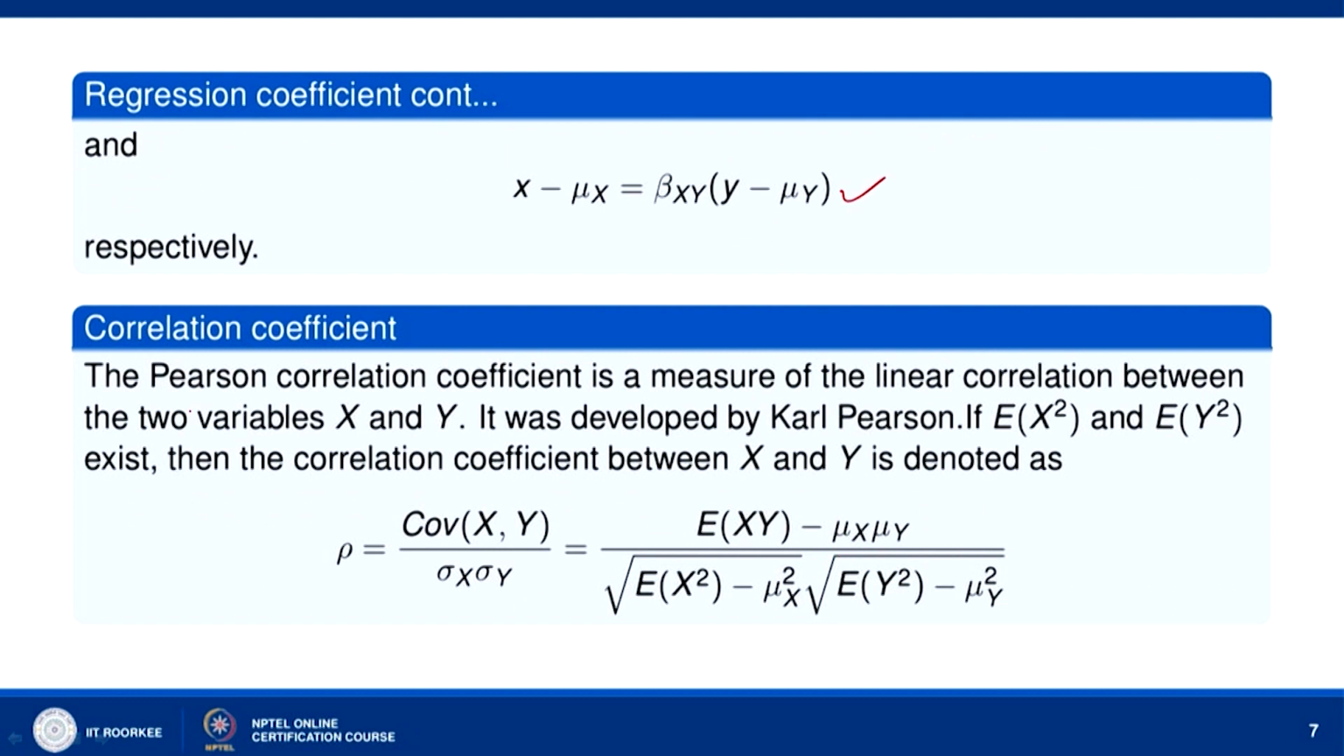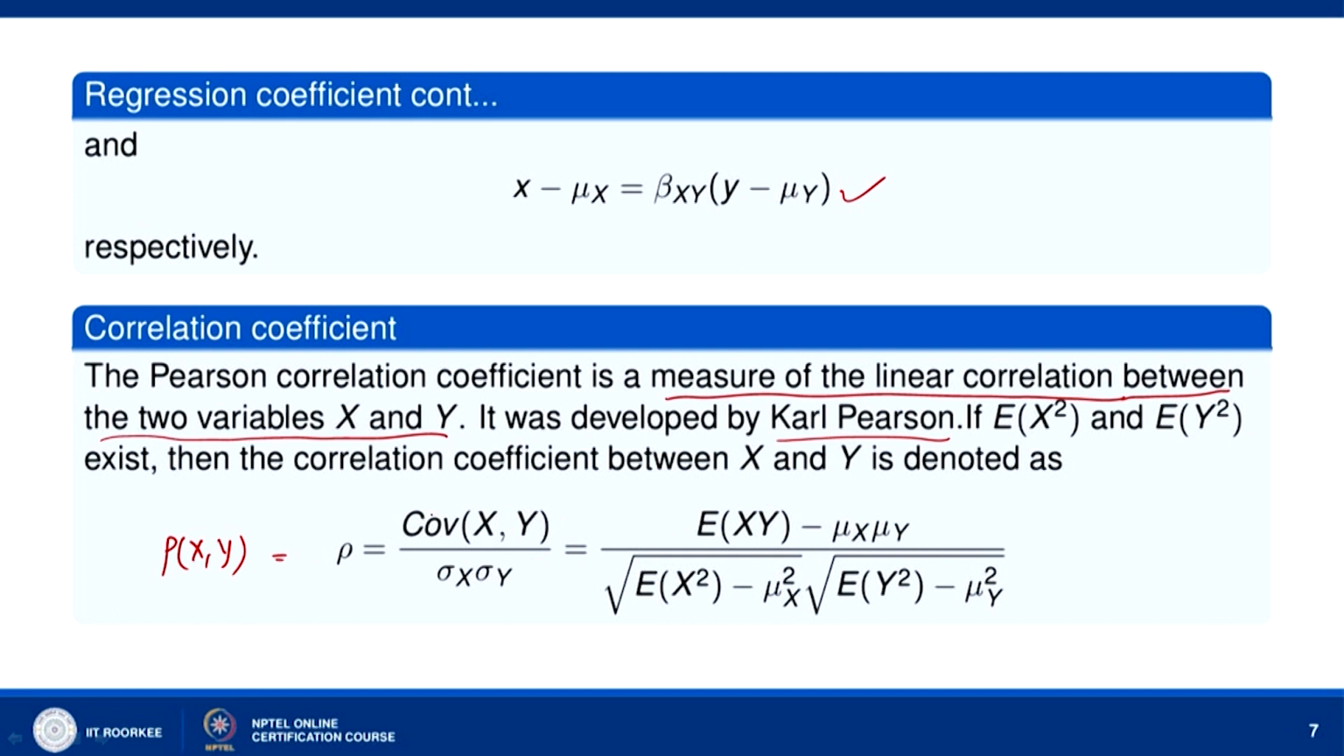Now, the correlation coefficient, the Pearson correlation coefficient, is a measure of the linear correlation between the two variables x and y. It was developed by Karl Pearson. If E x square and E y square exist, then the correlation coefficient between x and y is denoted as rho, or we also write it as rho x y, and it is equal to covariance of x y divided by sigma x sigma y.